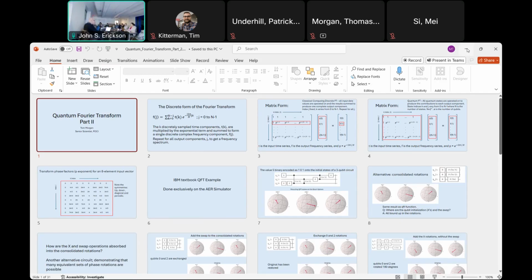So, is the big story that a quantum computer is really a filter?